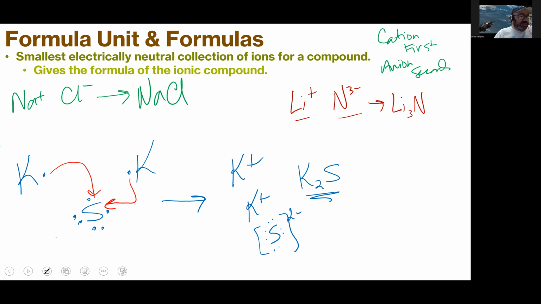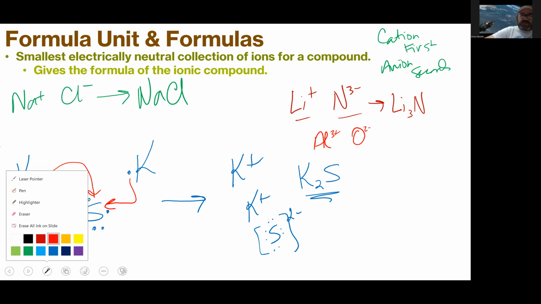Let's take a stab at another one. Let's say we have Al3+ and O2-. Now it's not as straightforward. You can do the math way and say this needs to be a multiple of 6, because you have a 3 and a 2. That's one way to do it, and so we would need 2 aluminum and 3 oxygen to get that to work.